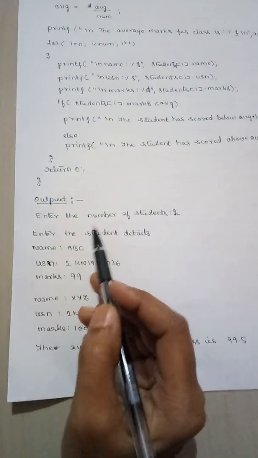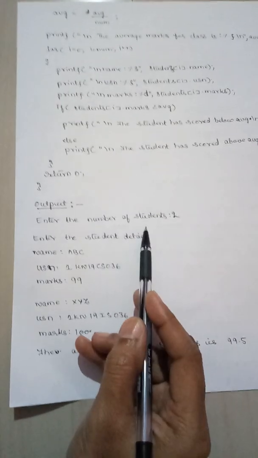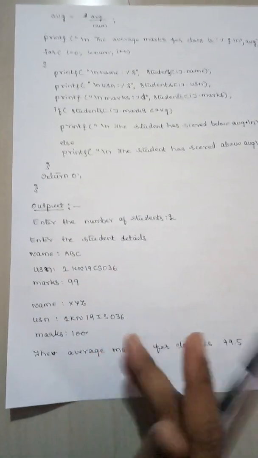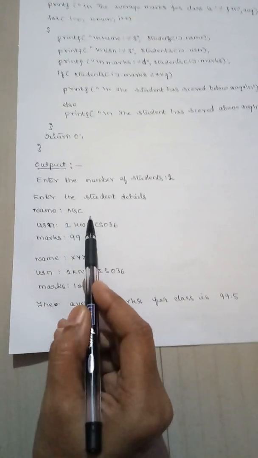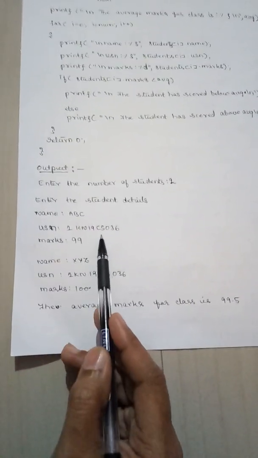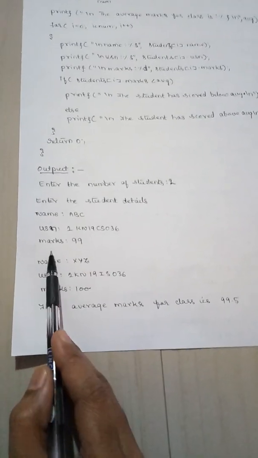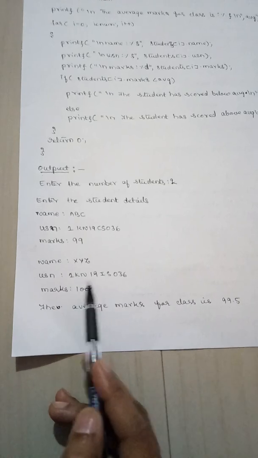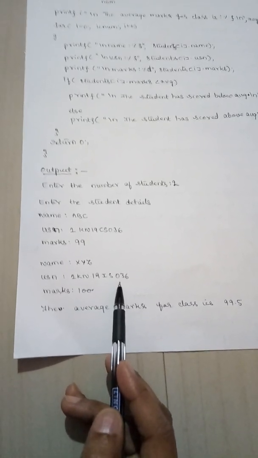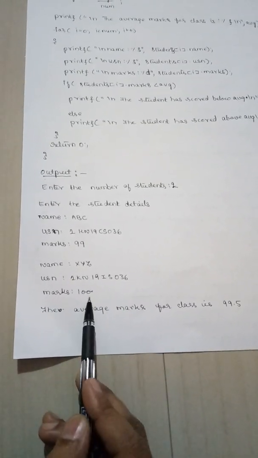Let us see the output now. Enter the number of students, 2 I have taken. Enter the student details, 2 students' details we have to enter here. Name ABC, USN 1KN19CS036, marks 99. Name XYZ, USN 1KN19IS036, marks 100.